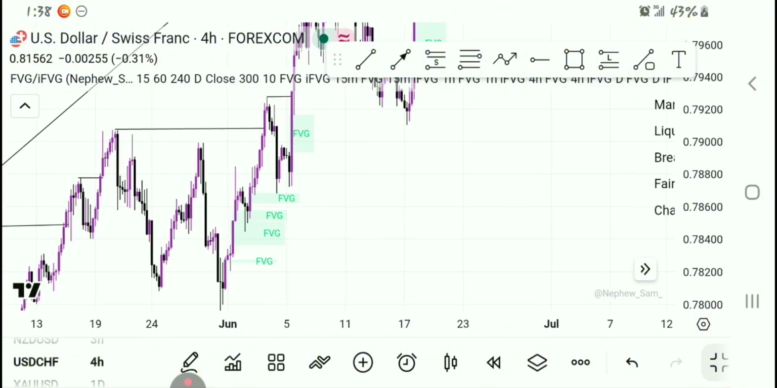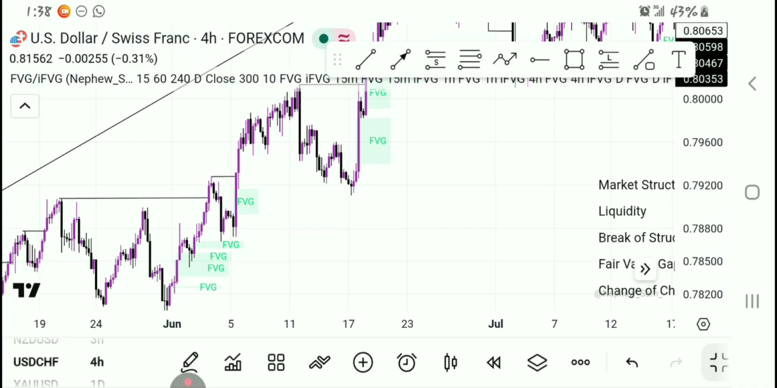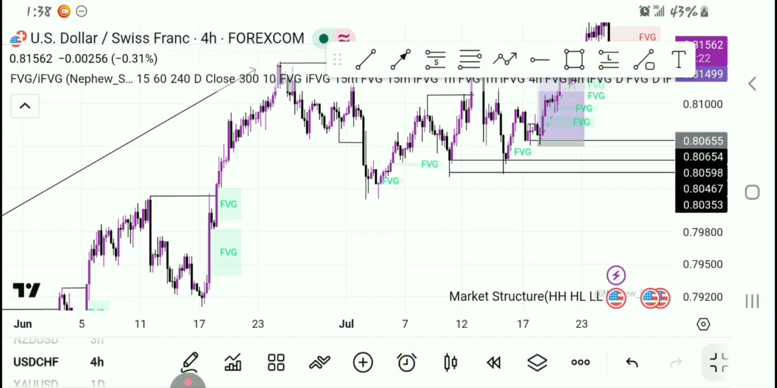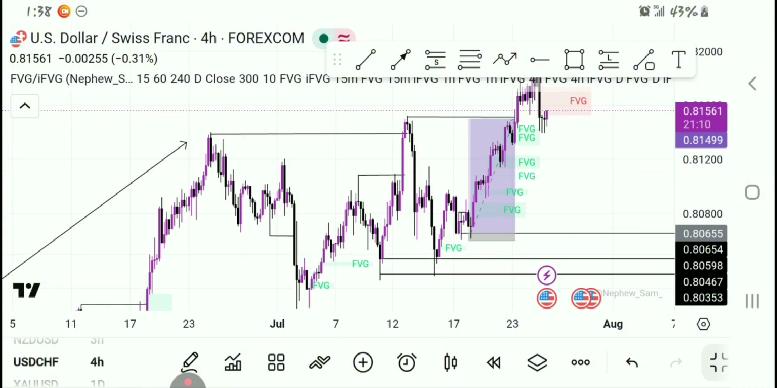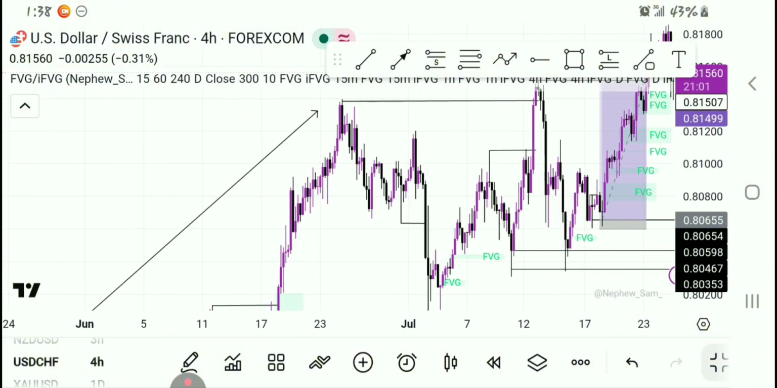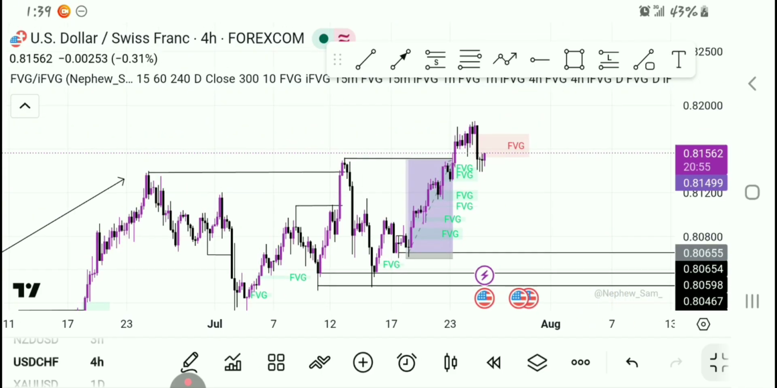FVG always tells you where the volumes of money are, where you should be expecting price to react from. That's what FVG does, and it helps make your analysis right. Since there's an FVG here, it shows that volume of money is there, so you can continue trading. Some people enter trades from the FVG, but I use other blocks, which I'll also be discussing in the next video.